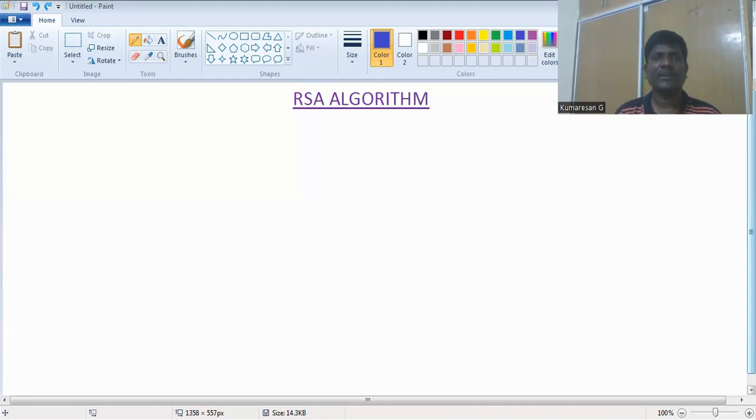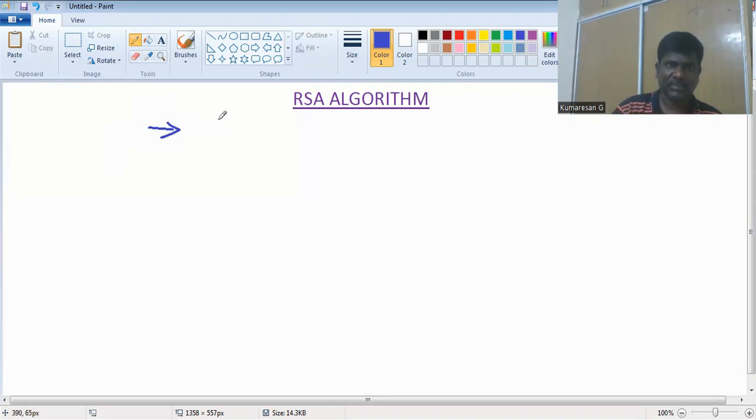Whenever we want to encrypt the message, we need to use the public key. To decrypt the same message, we have to use the private key. This is the mechanism for asymmetric key encryption algorithms, and the same mechanism is implemented in the RSA cryptographic algorithm.